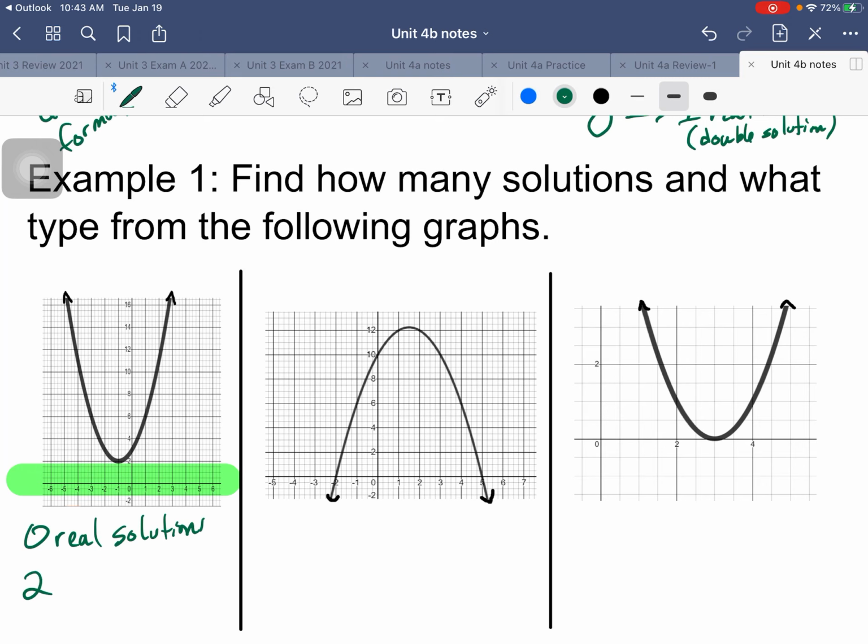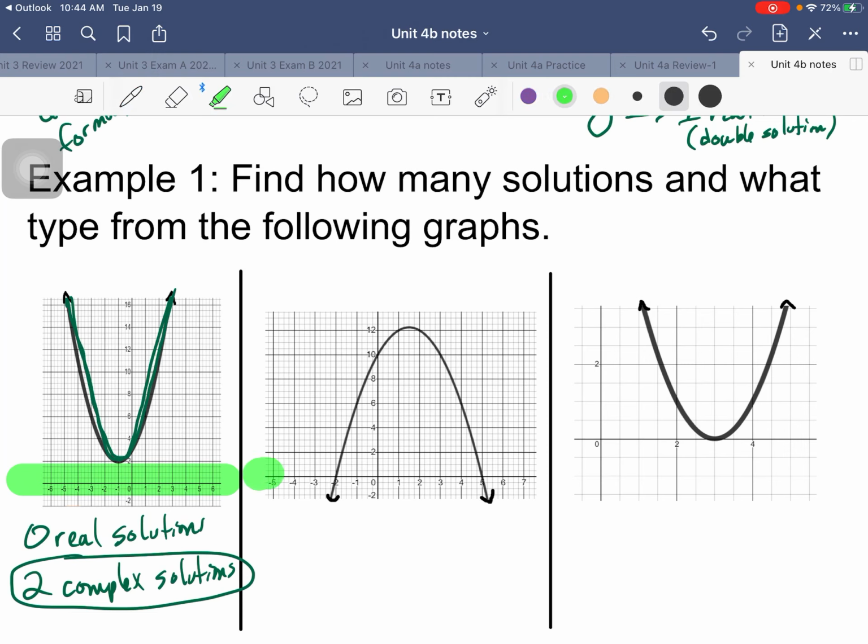But it also tells us it is a quadratic. It has two slopes. That's another way you can tell, two different slopes on the graph. So 2 slopes means it's 2 solutions, and so 2 of them are going to be complex. And that's really ultimately what you need to write on a graph like this: 2 complex solutions.